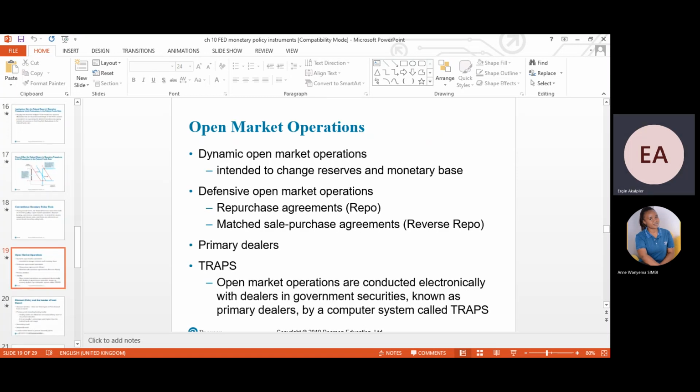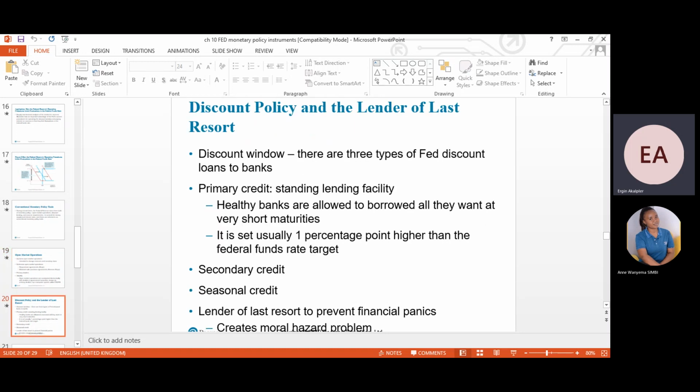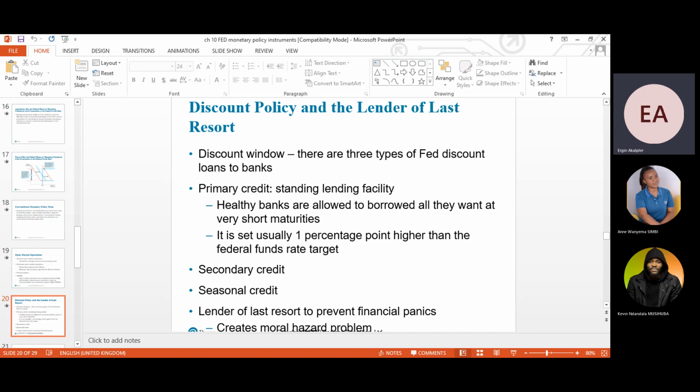The dynamic open market operation is intended to change reserves and the monetary base. And defensive open market operation includes repurchase agreements, so-called repo, and matched sale-purchase agreements, the reverse repo. Primary dealers are also involved. Open market operations are conducted electronically with dealers in government securities, known as primary dealers, by the computer system called TRAPS. We are going to introduce you only the tools which we are using in the money market.